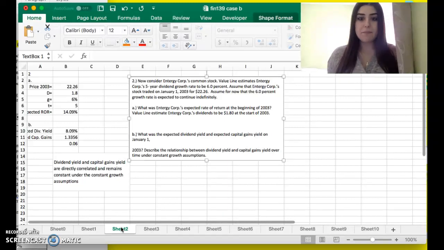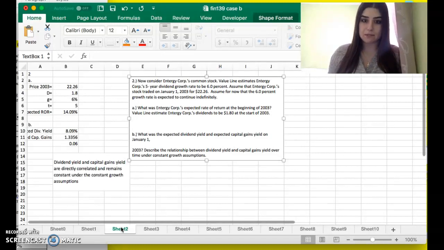continue indefinitely, it wants to know the expected rate of return at the beginning of 2003. So given the following information of the price, the dividend, the growth rate, and the time period of 5 years, we get an expected rate of return of 14.09%. Then the next question wants to know the expected dividend yield and expected capital gains yield. And that is 8.09% for the expected dividend yield and 1.3356 for the expected capital gains yield.